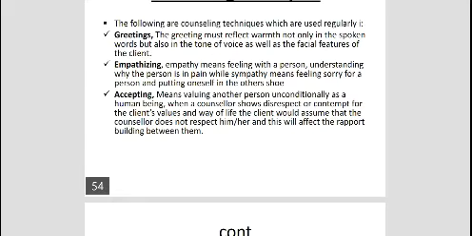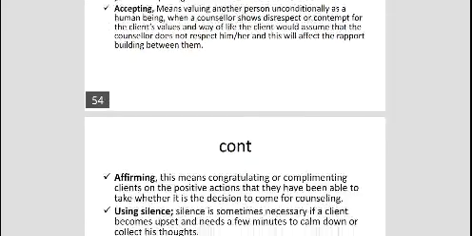Third is accepting, which means valuing another person unconditionally as a human being. When a counselor shows disrespect or contempt for the client's values and way of life, the client would assume that the counselor does not respect him or her, and this will affect the rapport building between them.